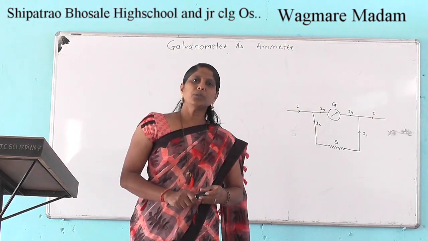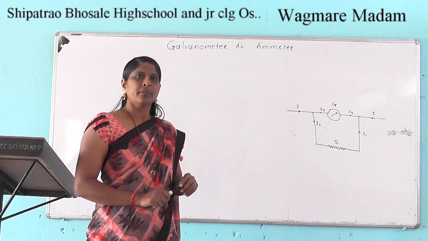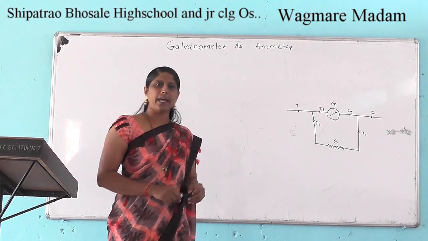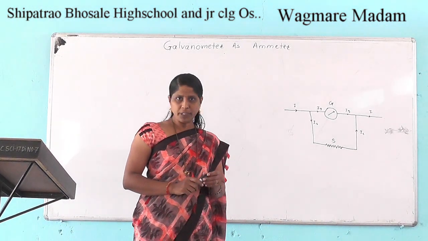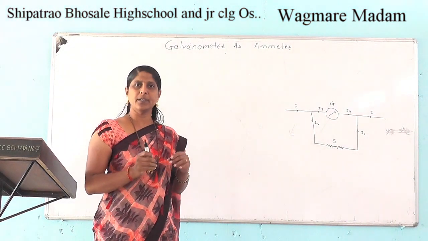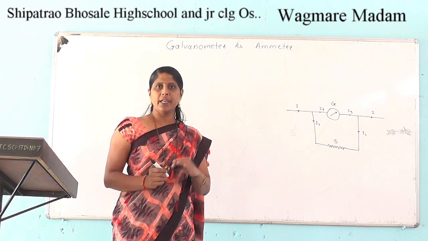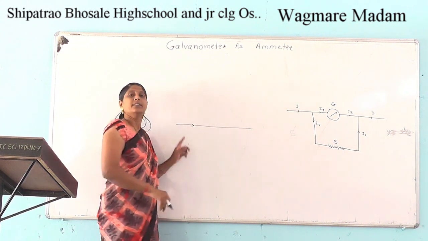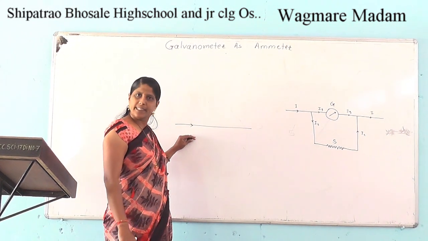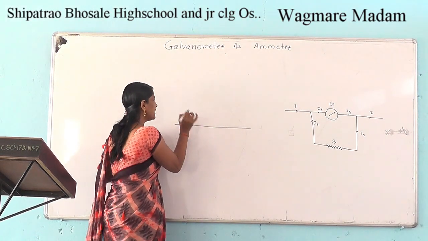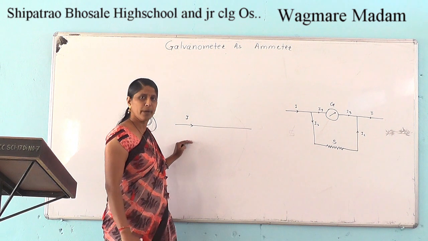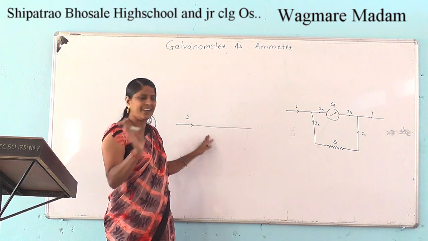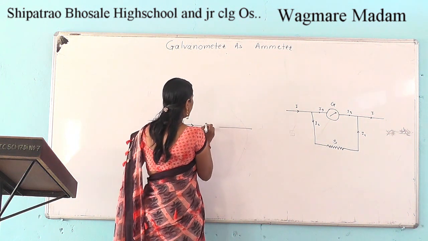Now we are going to discuss how a galvanometer can be used as an ammeter. We know that the galvanometer is a very sensitive device. Suppose this is an electrical path in an electrical network. I is the current flowing through this path, and we have to measure the current flowing in this path. Then we use the ammeter here in this path in series.